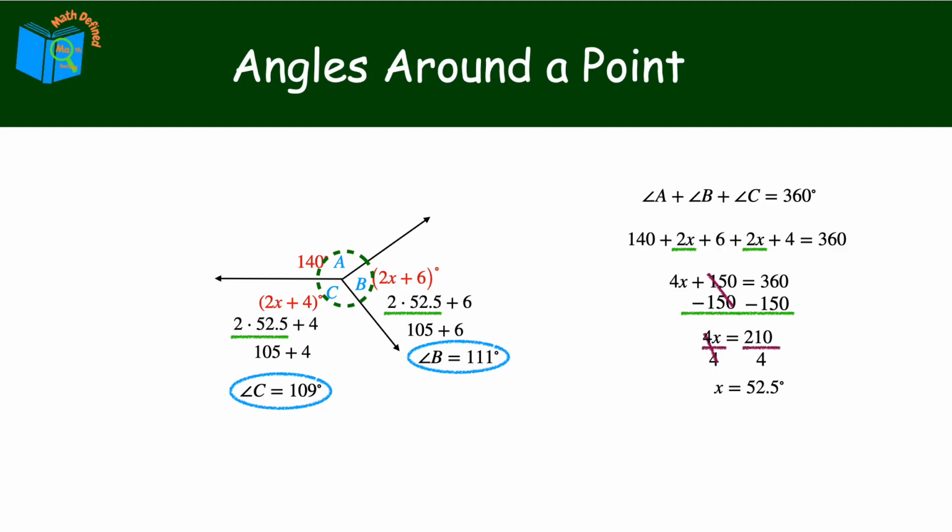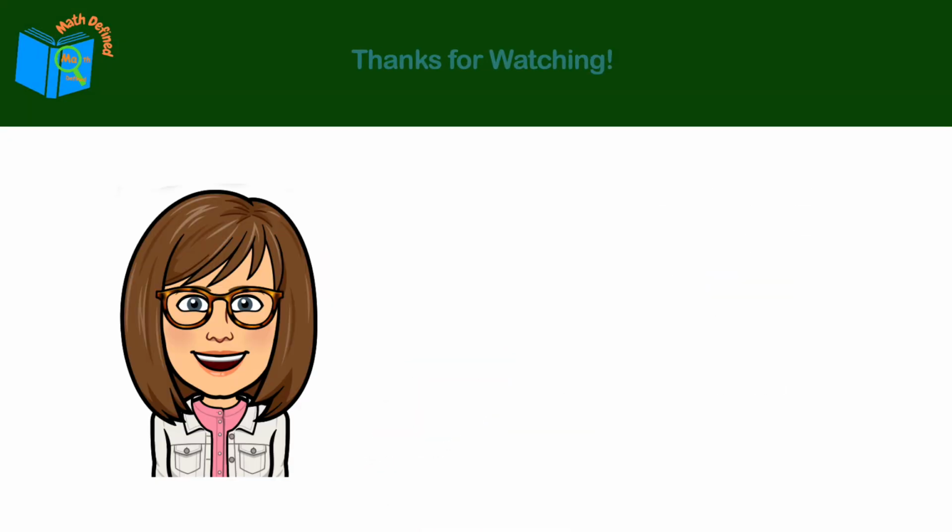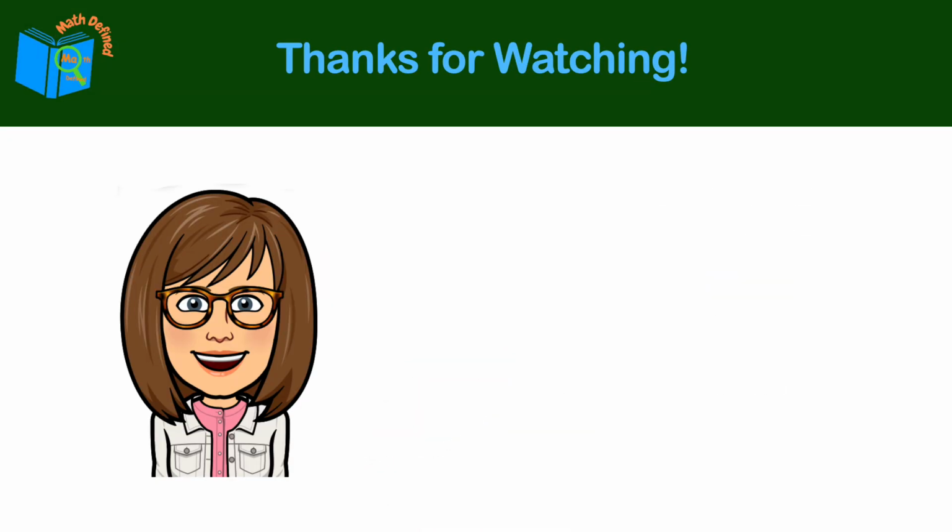Let's check our work by finding the sum for the three angles. 140 plus 111 plus 109 equals 360 degrees. Math magic strikes again. Awesome job today! You just learned how to find unknown angle measures using algebra and angle relationships, including vertical, complementary, supplementary, and angles around a point.